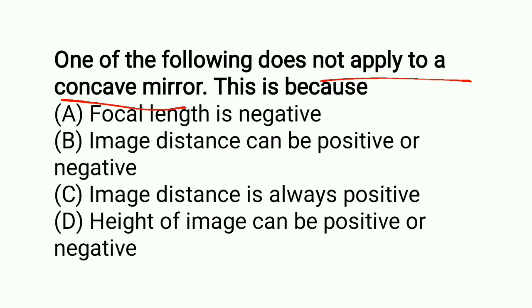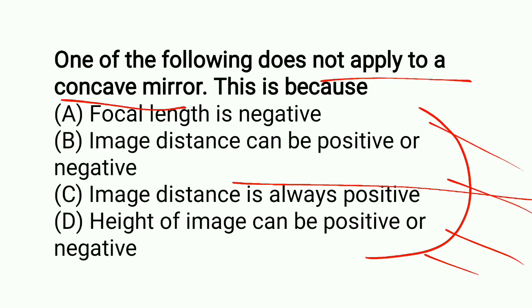Focal length is negative. Option B, image distance can be positive or negative. Option C, image distance is always positive. Option D, height of image can be positive or negative. So here we need to choose the option which does not apply to a concave mirror. Here we know this is the concave mirror. This is the focus, this is the center of curvature.